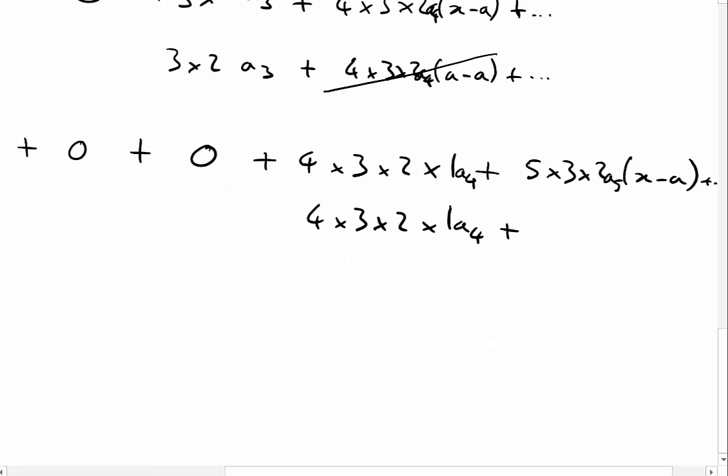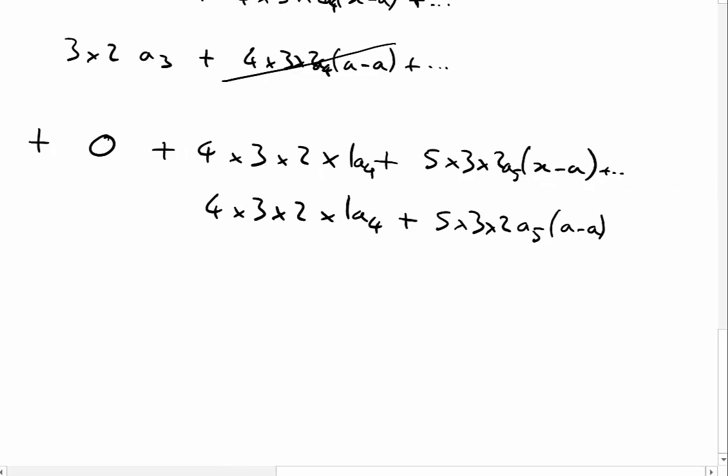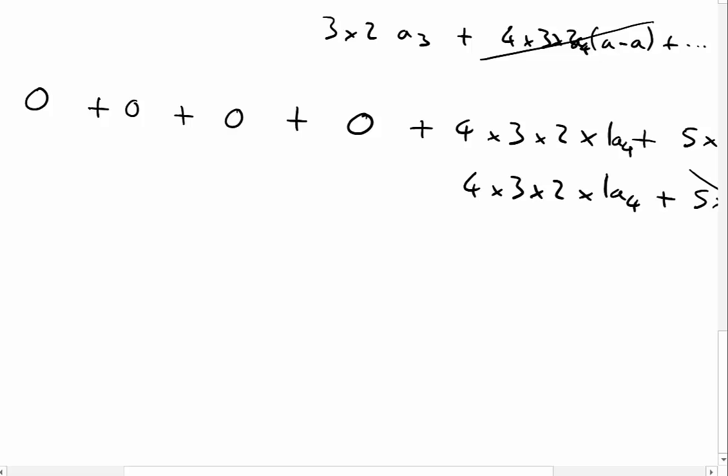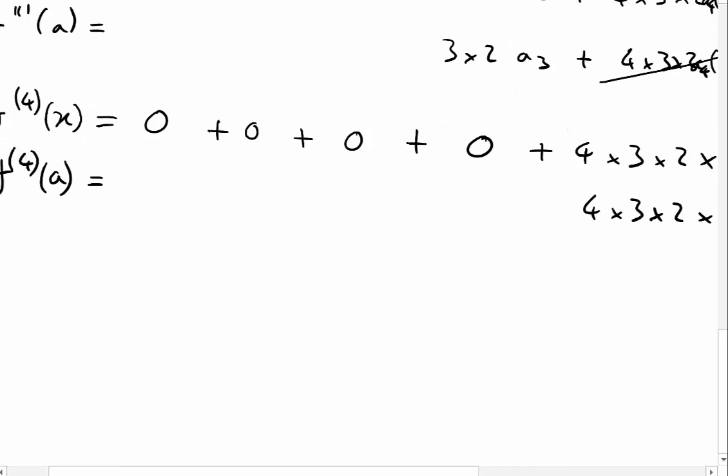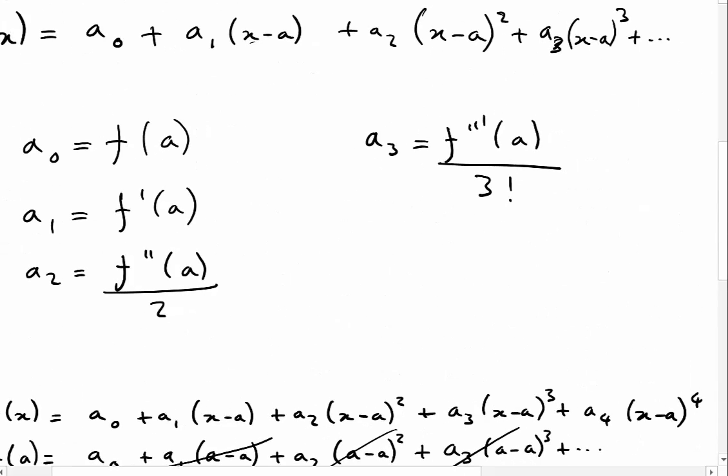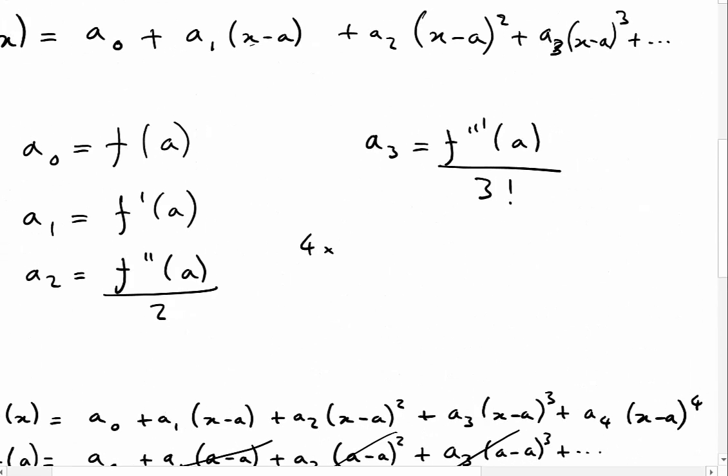So this is a4 plus, and this is going to become 5 times 3 times 2, a5 times (x minus a). So that's going to go to 0. Hopefully you can see that all subsequent terms are going to go to 0 now. Okay, so that's going to disappear. So I'm going to be left with 4 times 3 times 2 times 1 a4 is equal to the fourth derivative of a.